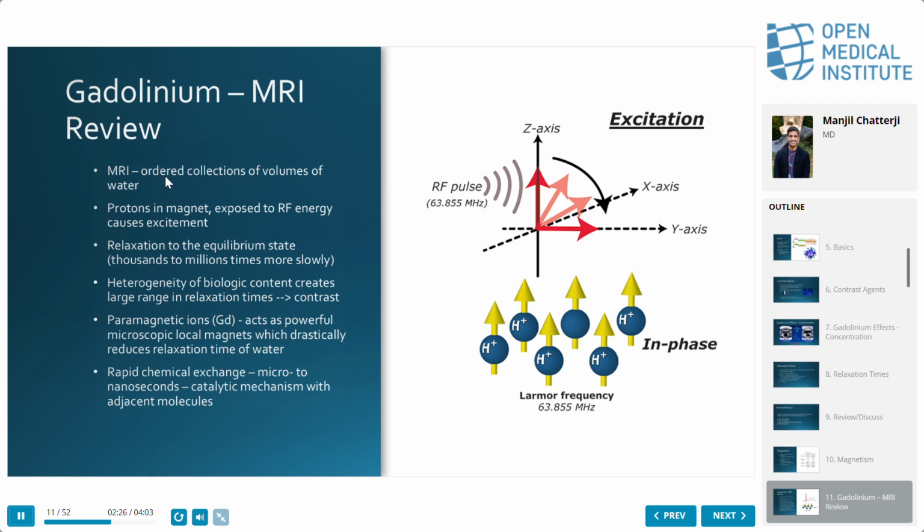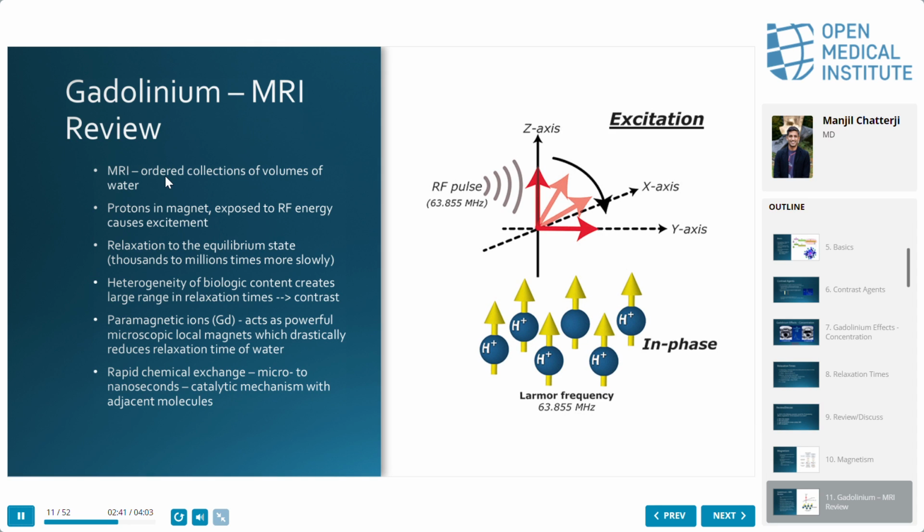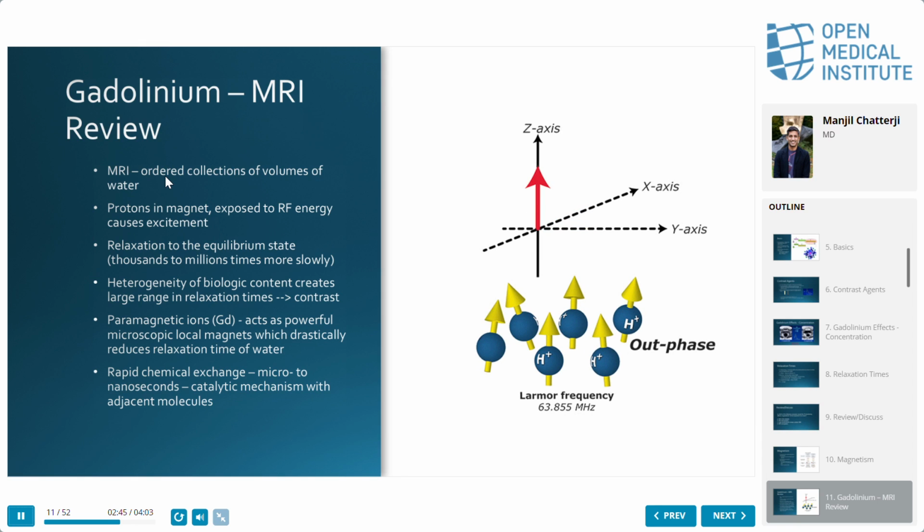So basically an MRI is an ordered collection of volumes of water. Protons are a magnet, you expose them to RF energy, and then as they relax to the equilibrium state in the z-axis, thousands to millions of times more slowly than before, you can create contrast and read that heterogeneity of the relaxation times to get the contrast you're looking at.